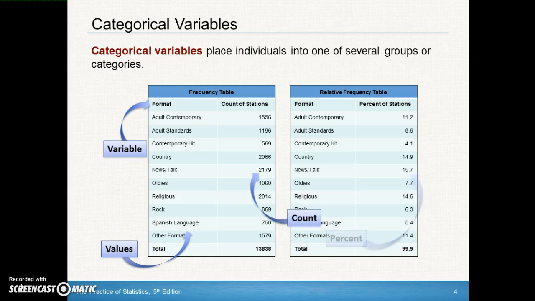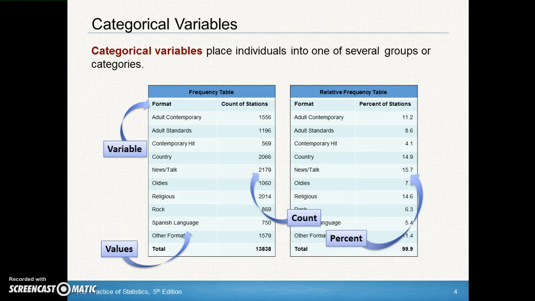And then this column on the right gives us the count of stations, or the number of stations that are country music. So out of a total of 13,838 radio stations, we can say 2,066 are country. When you give a count of how often something occurs, that is called the frequency with which something occurs. So we keep track of that in a frequency table. Frequency is how often something occurs. That is in contrast to this table on the right, which is a relative frequency table.